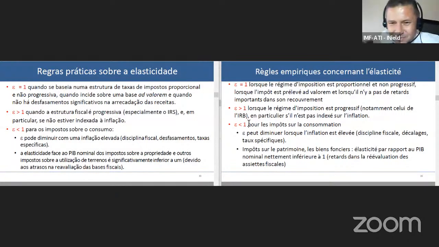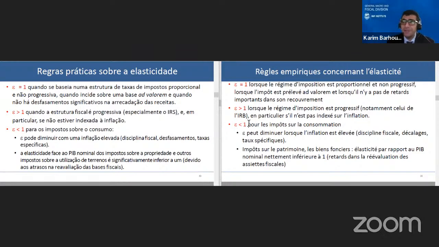So in general, the elasticity can decline with high inflation. It could be due to compliance, lags, specific rates. Think about taxes on property, land taxes, that have an elasticity with respect to the nominal GDP of less than 1. Why? Because, for example, we have some issues on the reassessment of the tax base each time. That leads to the elasticity below 1. This is another typical example, on top of what Ian highlighted previously.